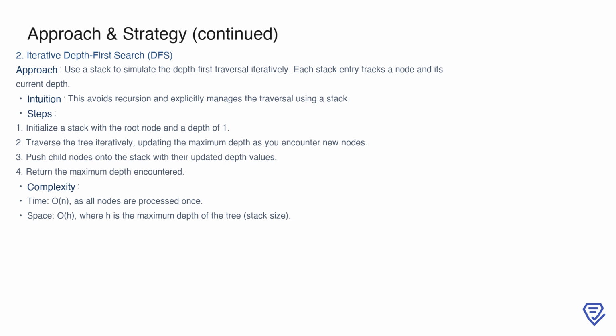Once the traversal is complete, the maximum depth encountered gives us our result. The time complexity remains O(n), since every node is processed exactly once, and the space complexity is O(h), where h is the maximum depth of the tree, as that determines the stack size.